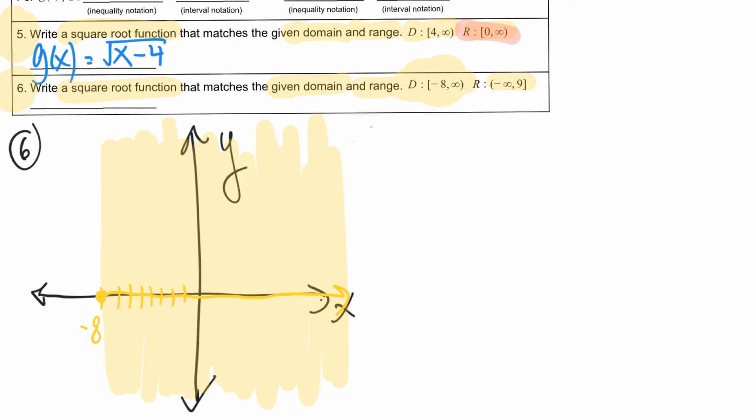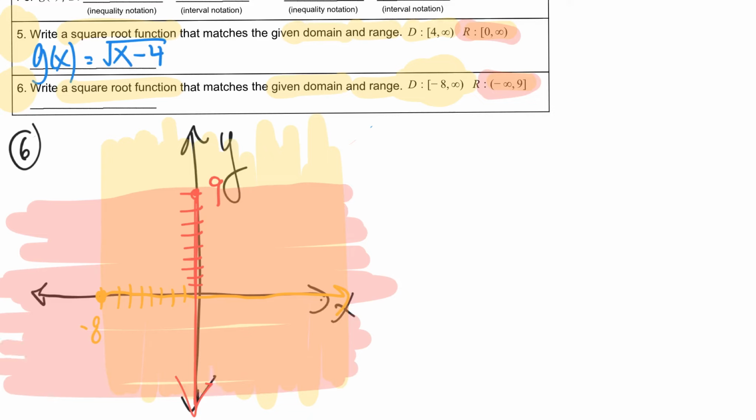And then it also says that it has a range from -infinity to 9. So what does that look like? Well, 9, 1, 2, 3, 4, 5, 6, 7, 8, 9. 9 is probably going to be about here. And if it's from -infinity to 9, then it's going to be everything below 9 and up. So everything here. So what does that look like graphically? That means it is going to cover everything here and below.